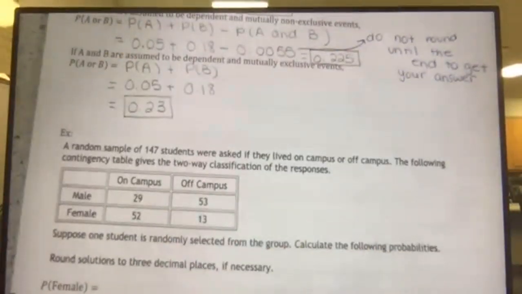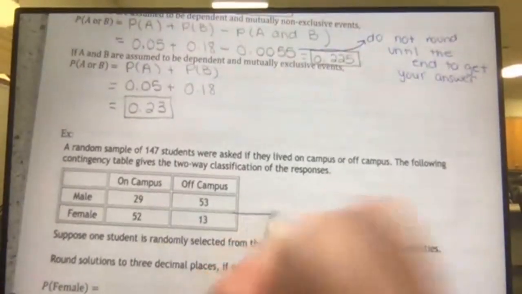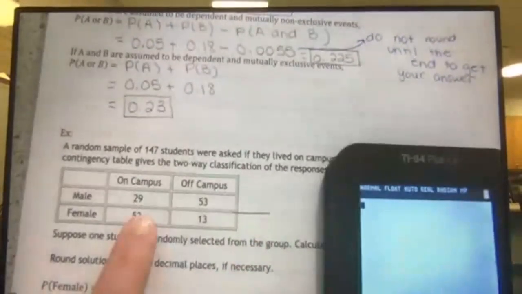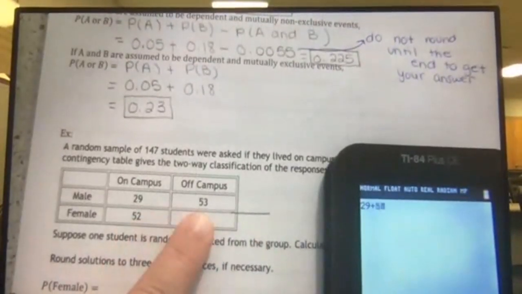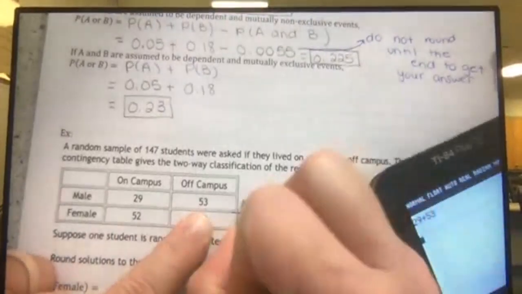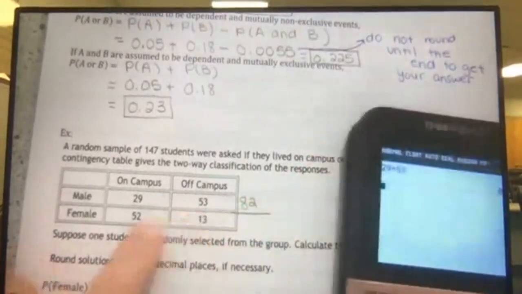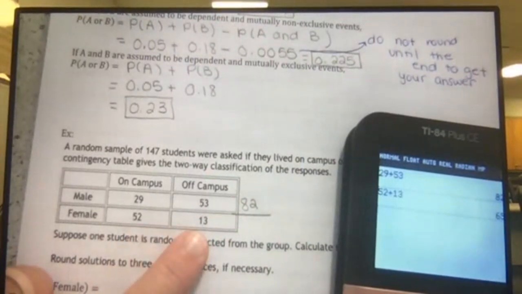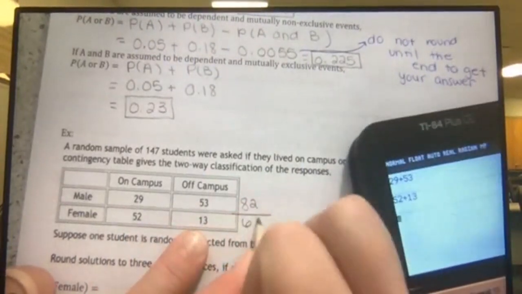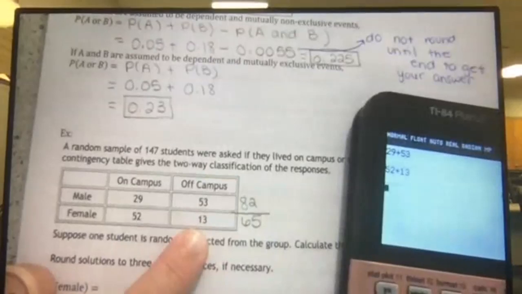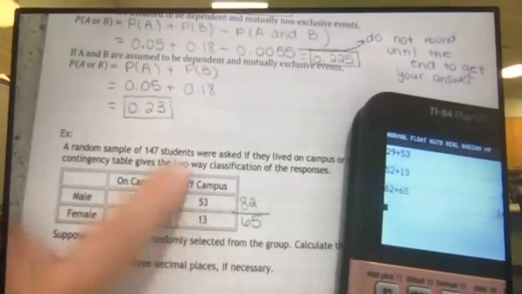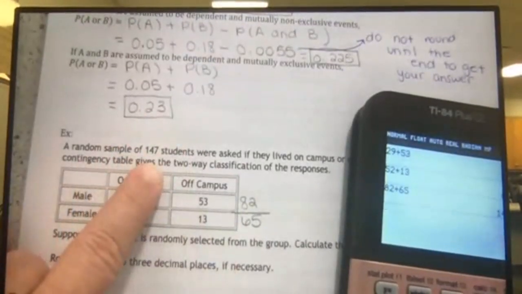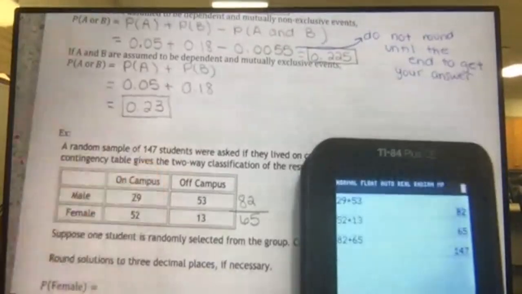Let's go ahead like we did earlier and find our totals. So how many males are there total? 29 plus 53 will give us 82 males total. 52 females plus 13 more females would give us 65 females total. Just to check our work, that 82 plus 65 should give us a total of 147, which it does. So we're good.